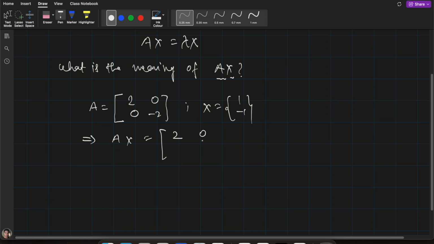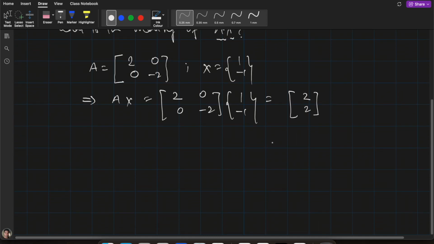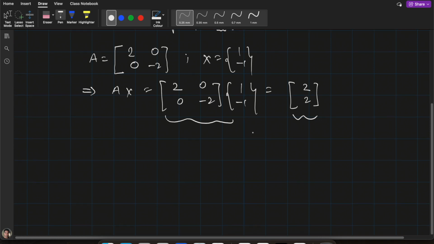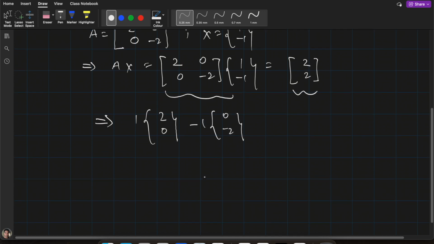So which means that you will get this thing, right? You can see that this matrix is acting on this vector and it results in another vector. So you can see that we can also write it in this form, A into X.